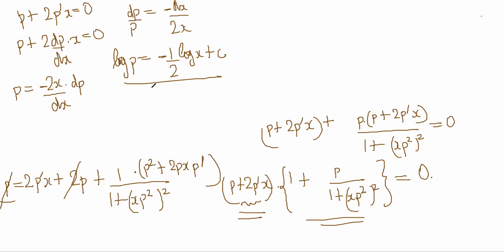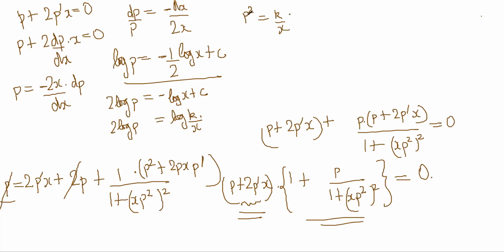So maybe I should have done it this way: 2 log p is equal to minus log x plus c. So log k by x is 2 log p. So you get p square is equal to k by x, right? So p is equal to root k by x, and p is dy by dx, right? And so now you can solve for y.